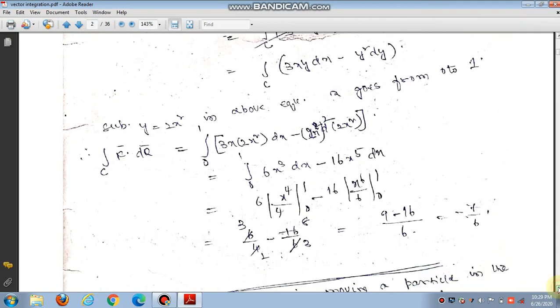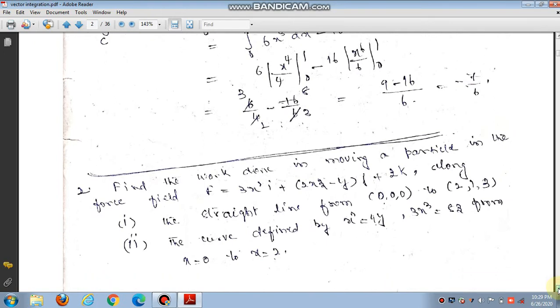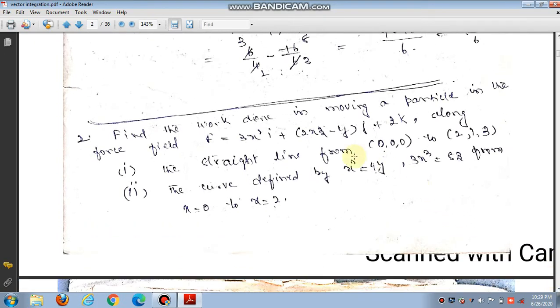And now I am going to take another model. Here the question is, find the work done in moving a particle in the force field F̄ = 3x² i + (2xz − y) j + z k.